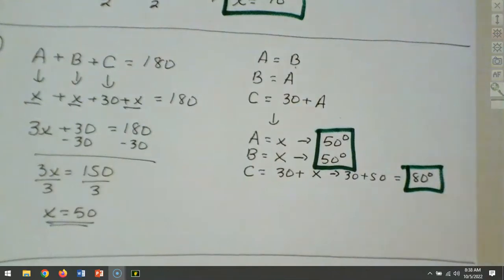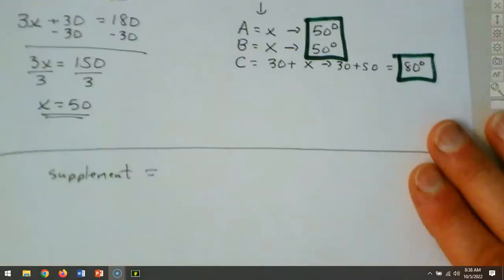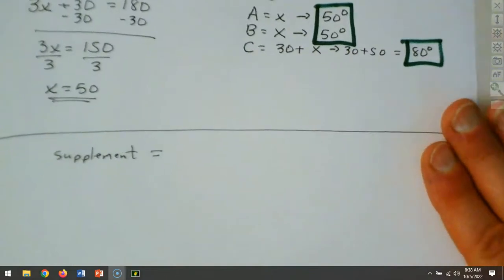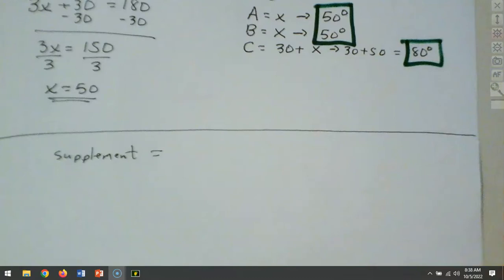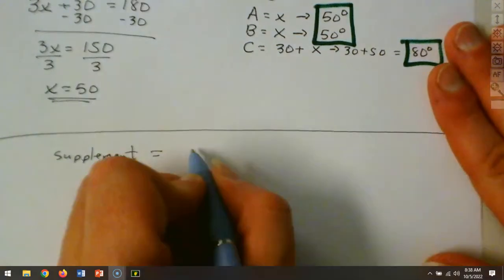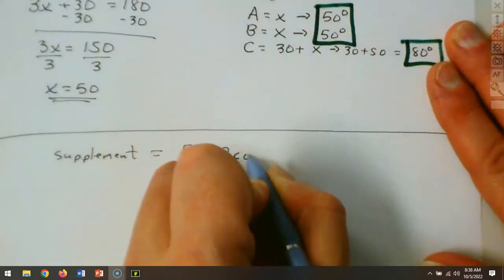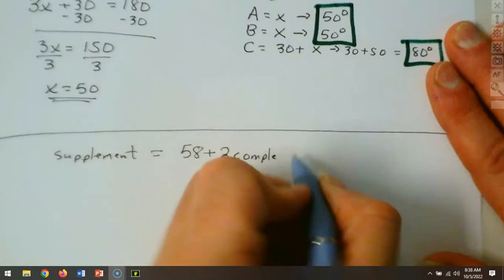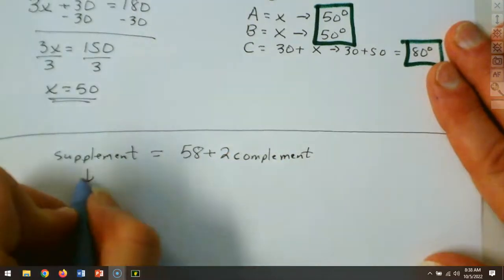When I write it down, we've got our supplement. The measures means equals again, right? So we have to make sure we understand that. So supplement, measures is equals. And what does it equal? 58 more than twice its complement. So that's 58 plus 2 times the complement. Now we can get the equation.